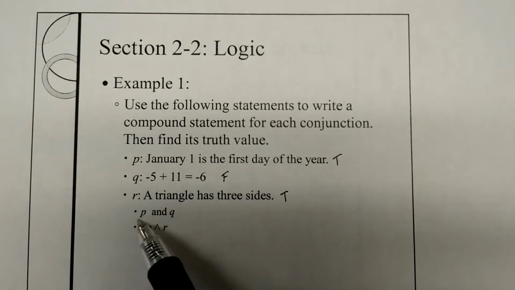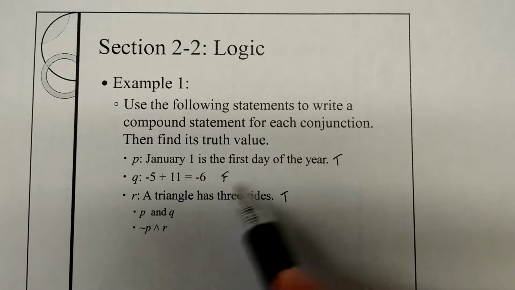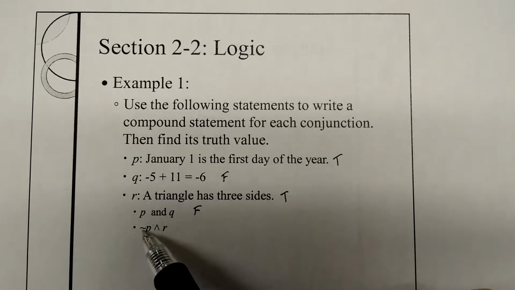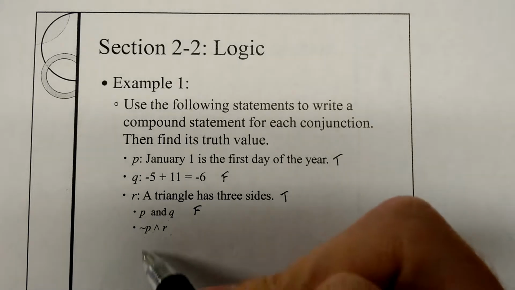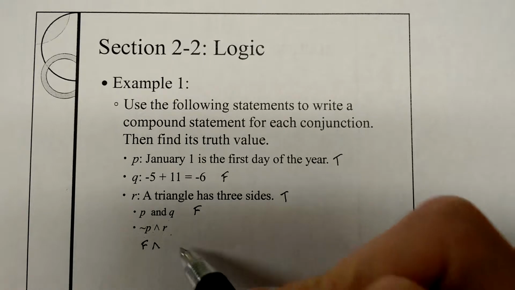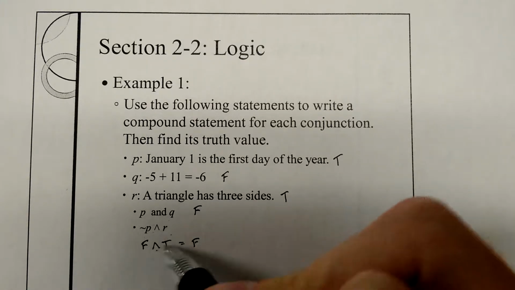So for the first one, P and Q, this will be true if both P and Q are true, which they are not. So this one is false. That's the symbol for not. So not P and R. Not P is false, because P is true, and R is true. So this one is also false, because for an and to be true, you have to have two trues.